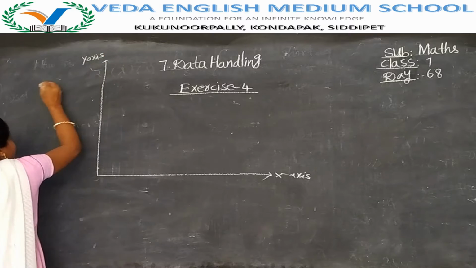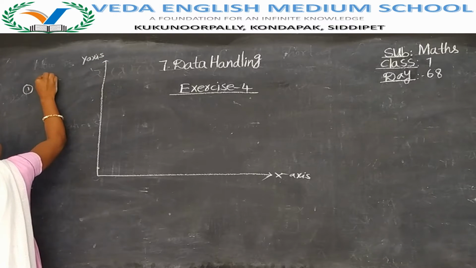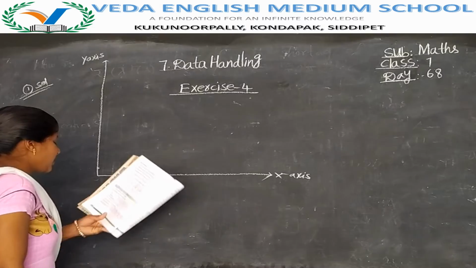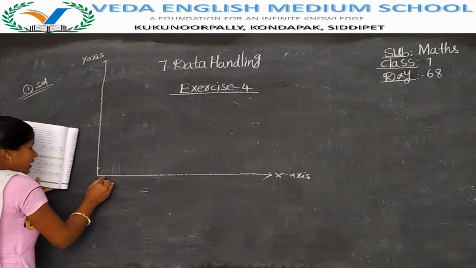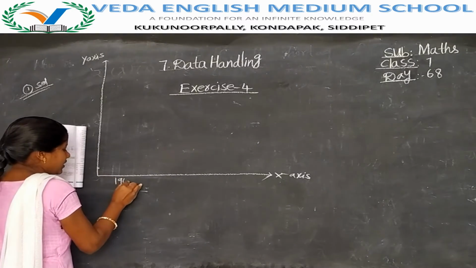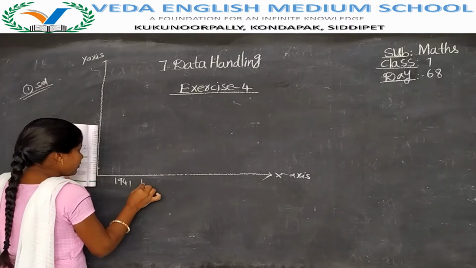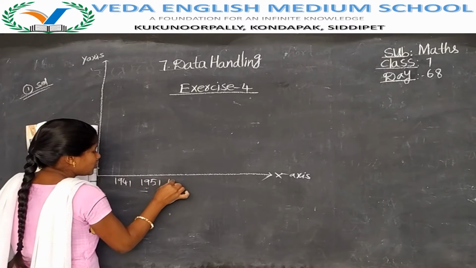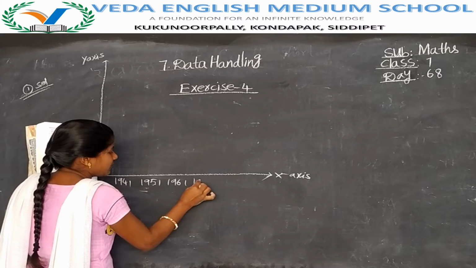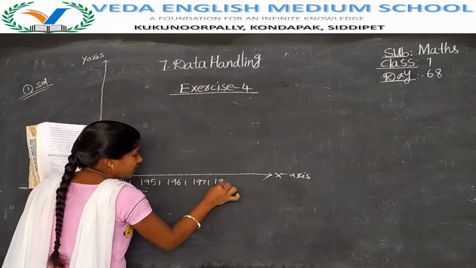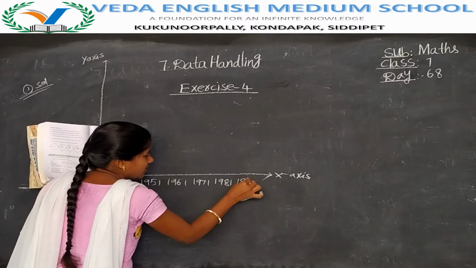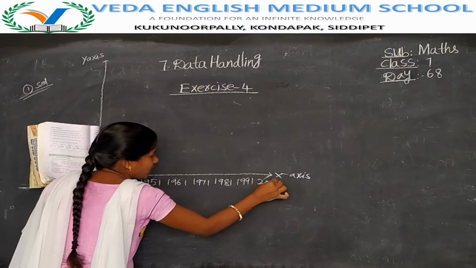Exercise 4. First solution. Draw the x-axis and y-axis. Here on the x-axis you have to take the years: 1941, 1951, 1961, 1971, 1981, 1991, and last 2001 we have to take.